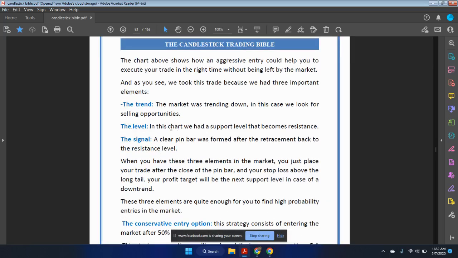The level. In the chart, we had a support level that became resistance, and then the signal, which is a clear pin bar, was formed after the retracement back to the resistance level. When you have these three elements in the market, you just place your trade after the close of the pin bar and your stop loss above the long tail. Your profit target will be the next support level in case of a downtrend. These three elements are quite enough for you to find high probability entries.